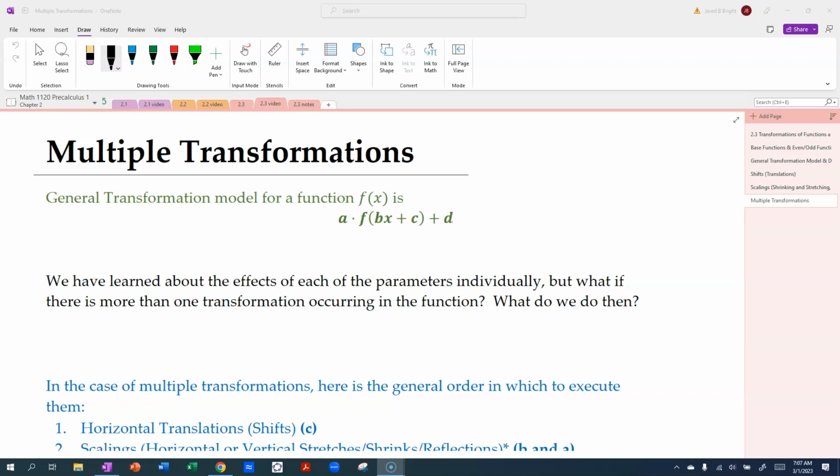Welcome back, and we learned about the general transformation model. At this point, we know what A, B, C, and D all do. So now let's put them together. Let's see if we can do multiple of them in one exercise. But the question is, if there are multiple occurring, what's the order? How do we do that?